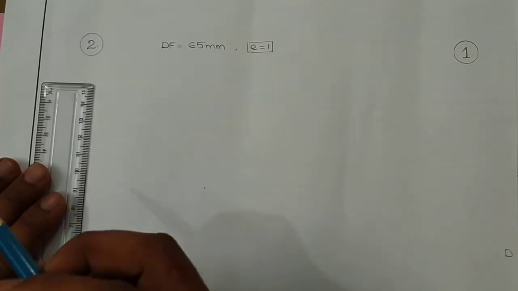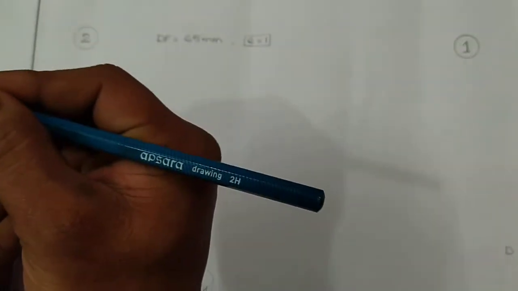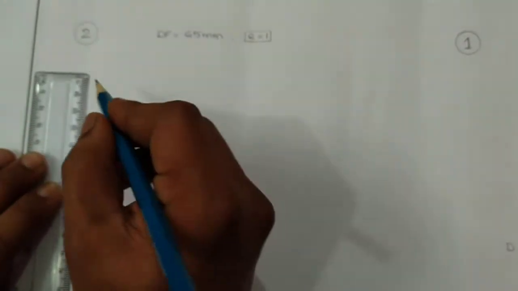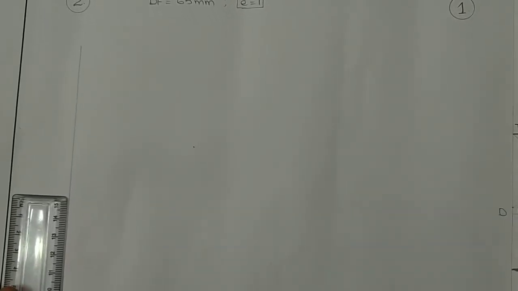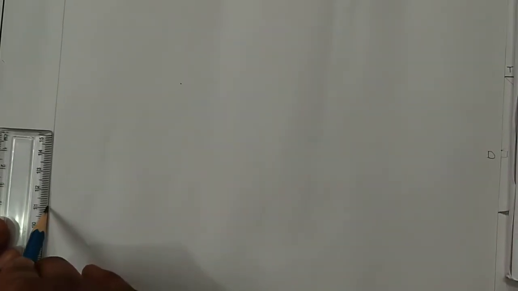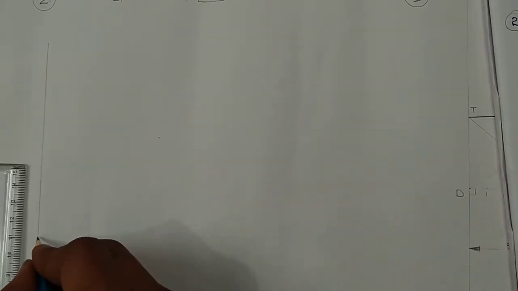Initially we should construct the directrix with the help of a 2H pencil. Directrix is simply a fixed vertical line. So we can use a 2H pencil for constructing the directrix. Simply it is a vertical fixed straight line. We can construct the directrix line with any length. Then we can mark a point anywhere on this line.